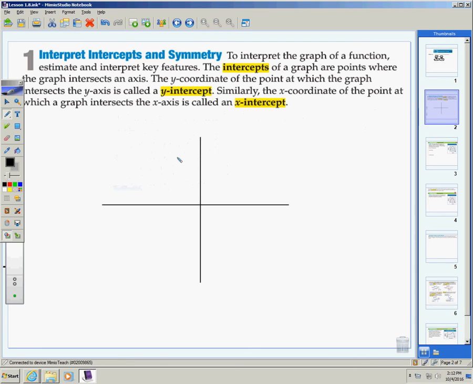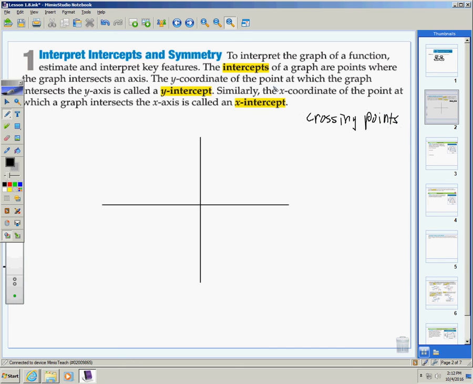So we're going to be talking about intercepts and symmetry. So the intercepts of a graph are points where the graph intersects an axis. Okay? Intercepts, you can also sometimes think of those as crossing points. That's what an intercept is. It's like a crossing point.